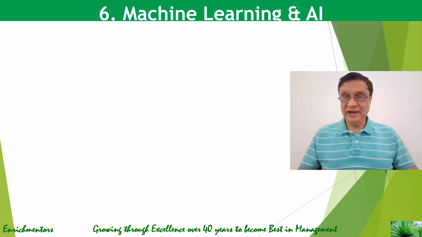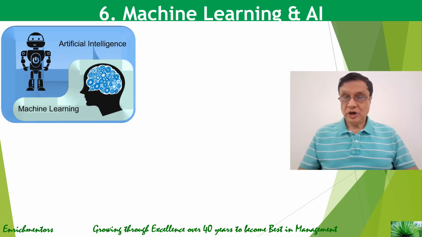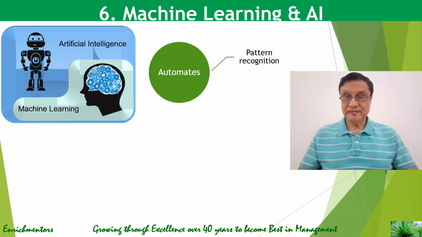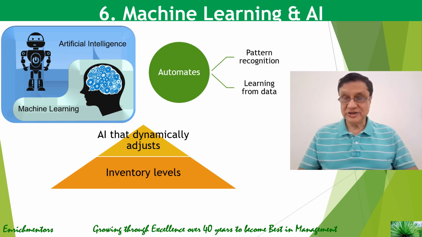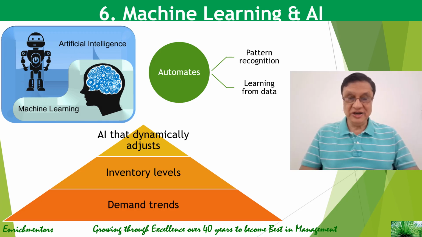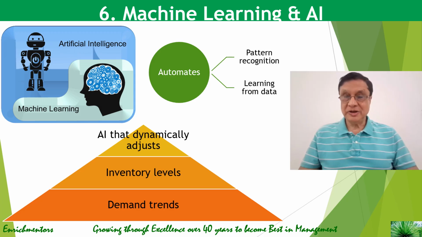And then there is AI, which automates pattern recognition and learning from data. So that's machine learning and AI as part of advanced analytics. An example would be an AI that dynamically adjusts inventory levels based on demand trends. There are certain demand patterns happening, and artificial intelligence and machine learning help you find the best pattern. It automates the pattern.